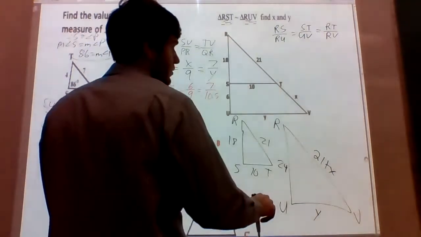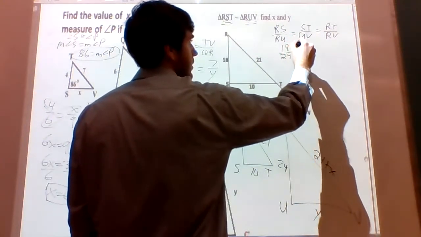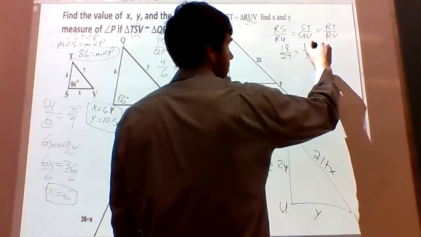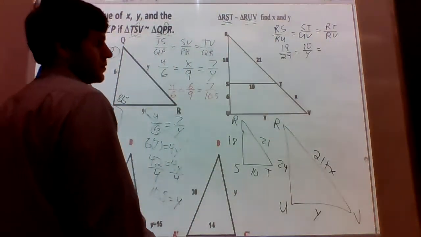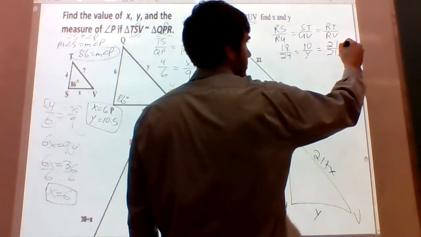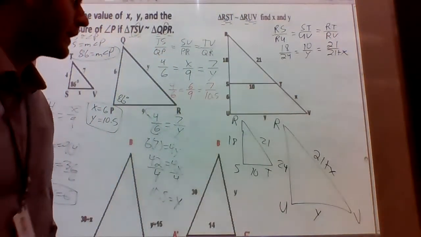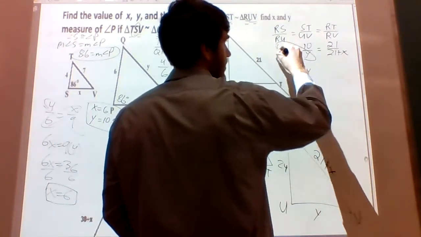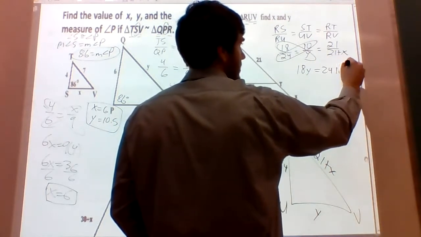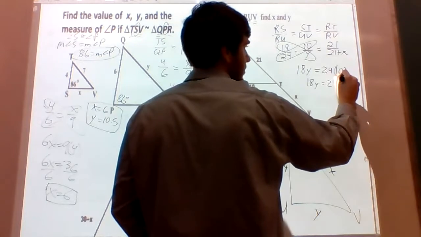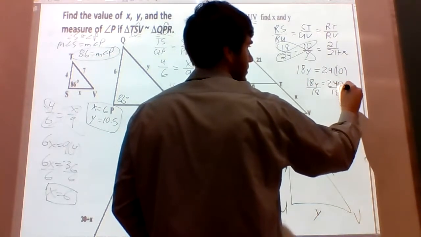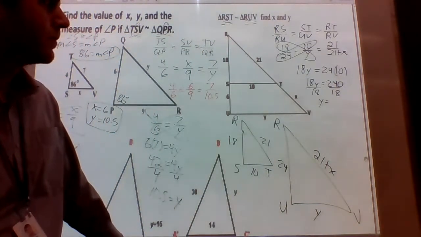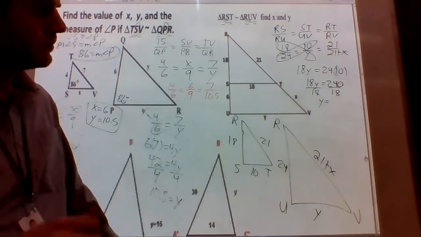RS is 18, RU is 24. ST is 10, UV is Y. RT is 21, RV is 21 plus X. Okay. Y is the easy one to find here. So cross multiply. 18y is going to equal 24 times 10, that's 240. Divided by 18, y is going to be equal to 60. 18 goes into 40.